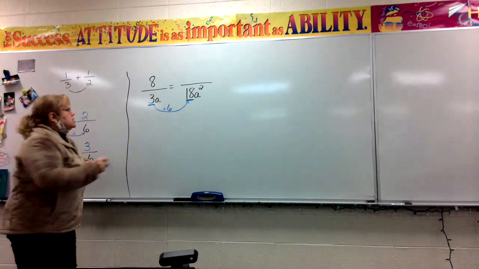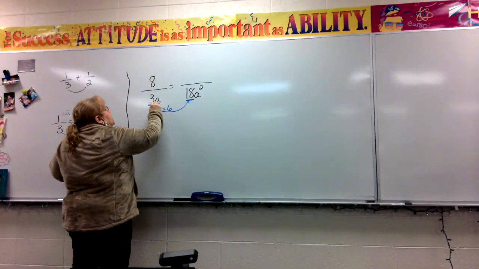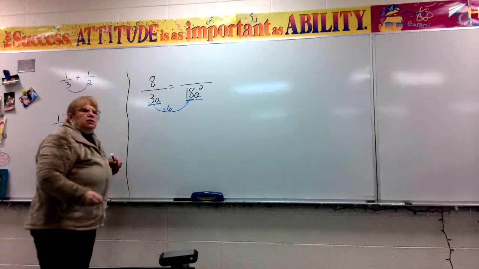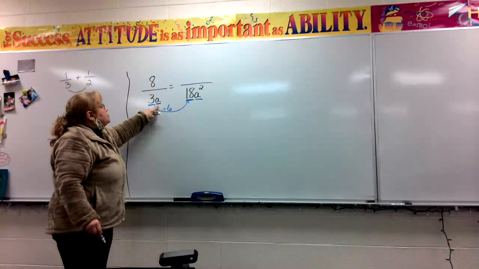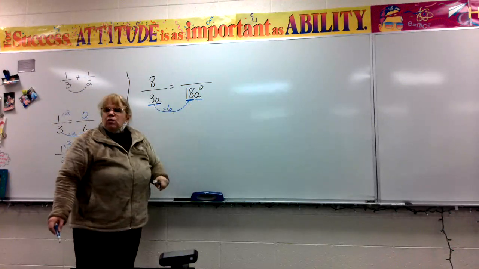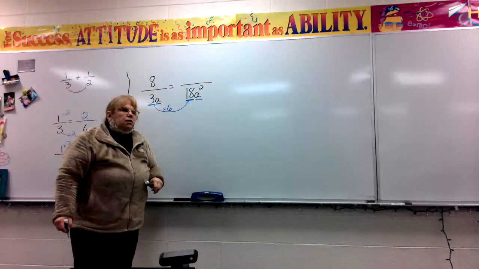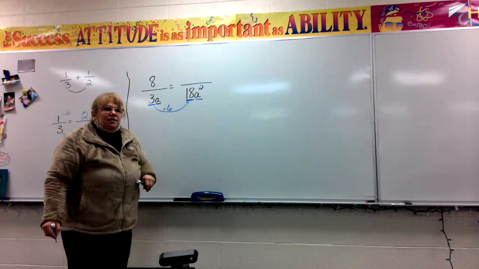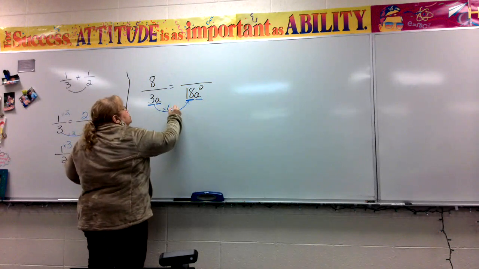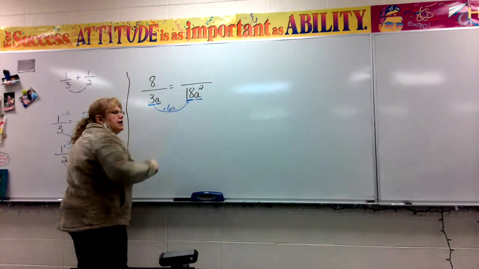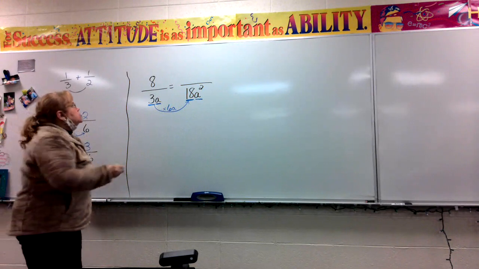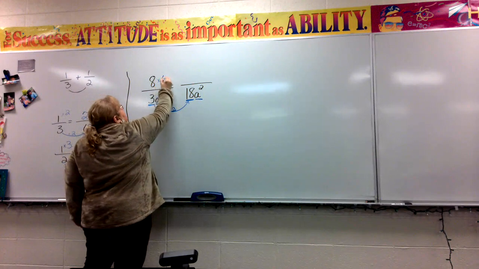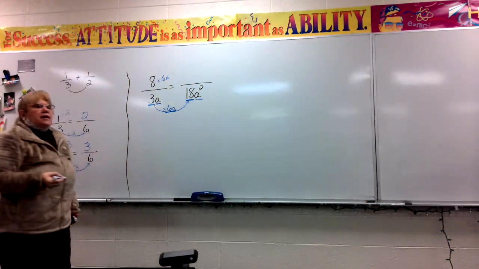Now do the letter part. I have 1A over here. I have 2 A's over there. What do you need to multiply this 1A by to get an A squared? A by 1A? Would you agree? A times A is A squared? Yes? So if we're multiplying the bottom by 6A, that means we have to multiply the top by 6A.